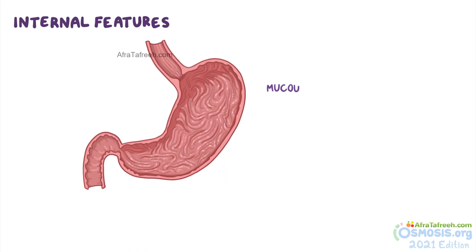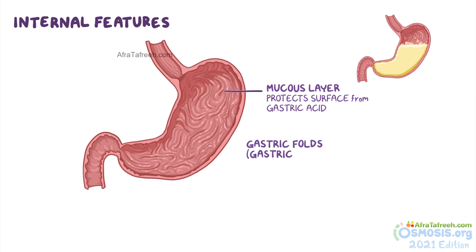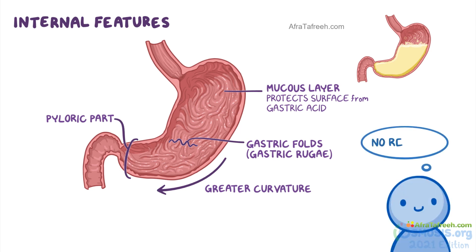Now, let's talk about the internal features of the stomach. The interior of the stomach is covered by a mucus layer that protects its surface from the gastric acid secreted by the stomach's glands. When the gastric mucosa contracts, it forms longitudinal wrinkles called gastric folds or gastric rugae, which are most obvious toward the pyloric part and along the greater curvature. These gastric rugae will diminish and disappear when the stomach fills and distends, which is often the case when that one bite of pizza actually turns into eating the entire pizza.